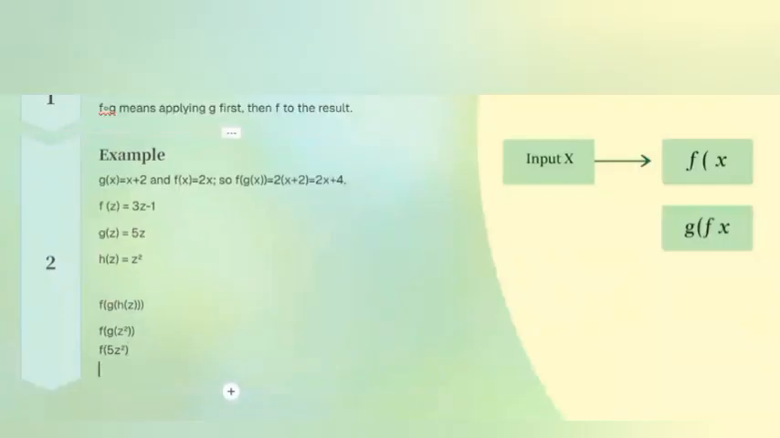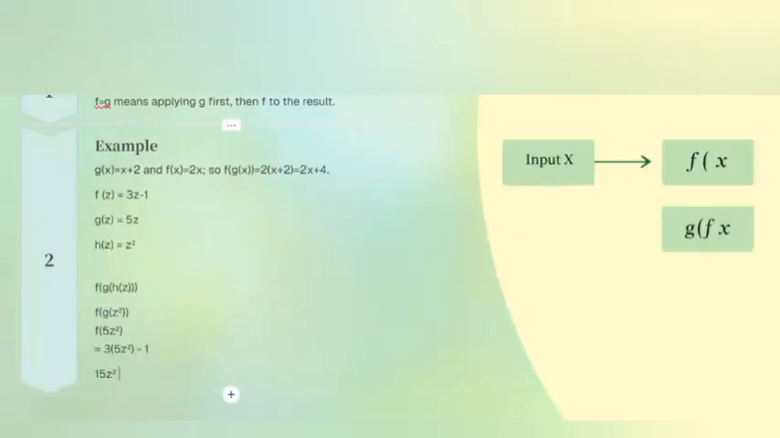And now that will be 3 into 5c squared, and then minus 1. And if you open that bracket, I'll give you 15c squared minus 3. So simply following it from the inside out gives you your final answer. So it's as simple as that.